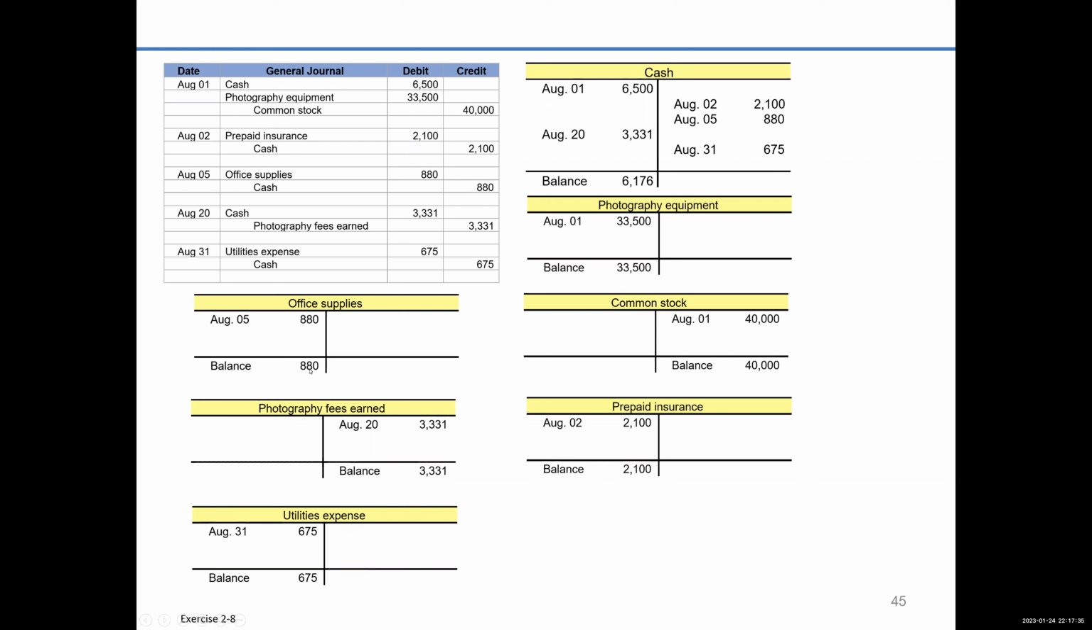Now, these represent the ending balances. And what do we do with those? Well, in my next video, we're going to take the ending balances from here and put them into what we call a trial balance. So I will see you in the next video.